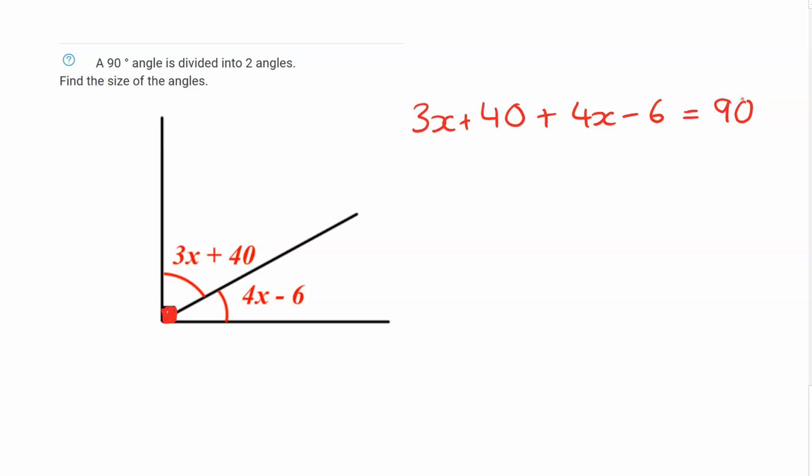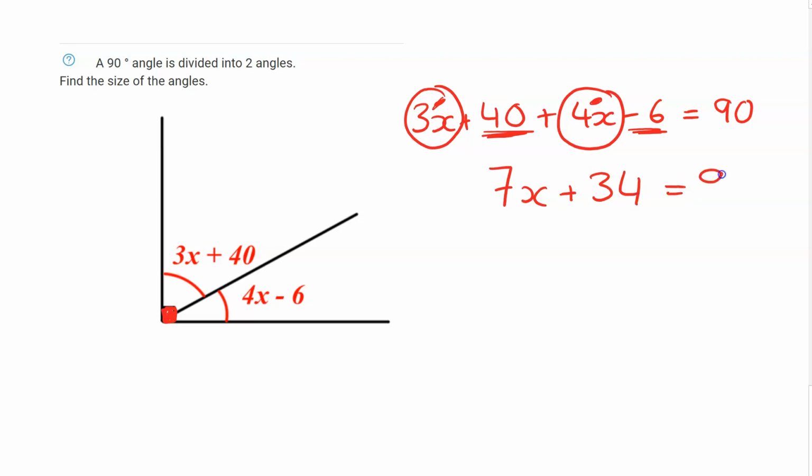Okay. Right, so we've got to simplify. I've got to collect my x's together. If I've got 3x there and 4x there, I've got 7 x's altogether. So it's like saying I've got 3 xylophones there, 4 xylophones there, so I've got 7 xylophones altogether. I've also got a plus 40 and a minus 6. So 40 minus 6, that's 34. And my answer's got to be 90.